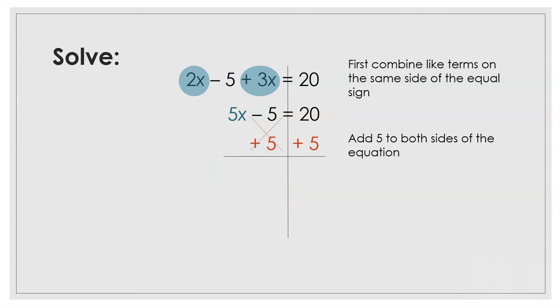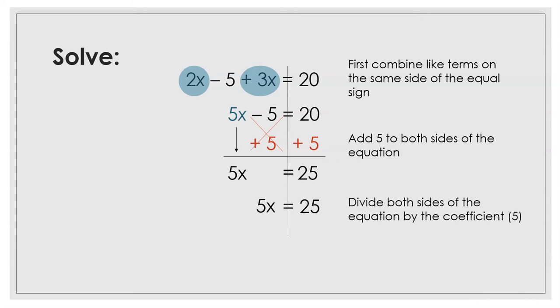So we want those to cancel out, and we only want variables on the left and the numbers are going to regroup on the right. So now we have 5x equals 25. And at this step, now that the x's are on the left and the numbers are on the right, this is when you divide by the coefficient.